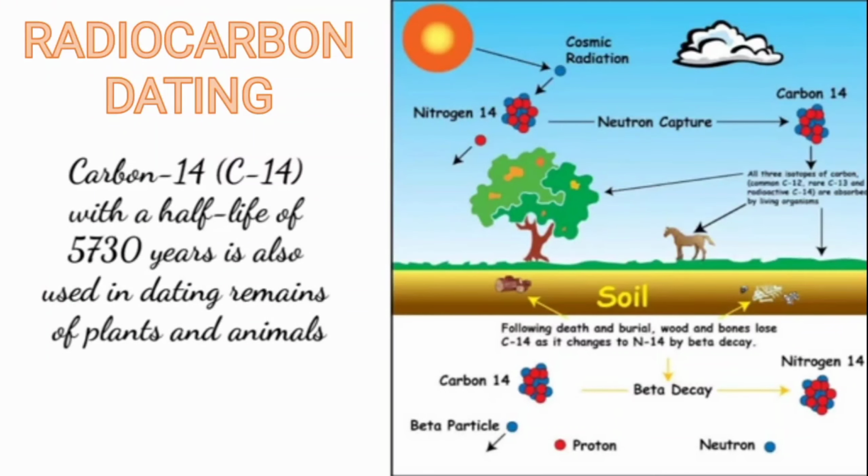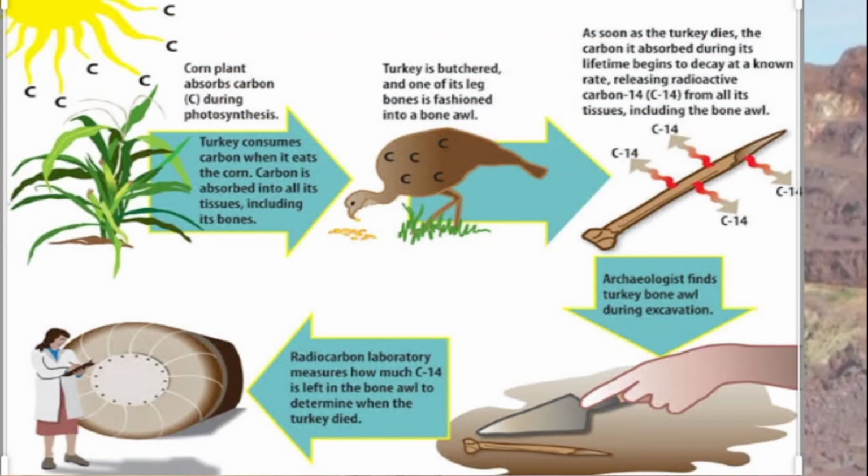Next is your carbon dating. So in radiocarbon dating, they use a radioisotope, which is carbon-14 with a half-life of 5,730 years, and is also used in dating remains of plants and animals. Example is we have here a turkey. The turkey is butchered and one of its leg bones is fashioned into a bone owl. We also have here a corn.